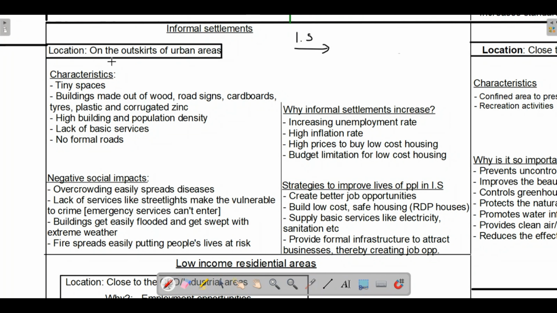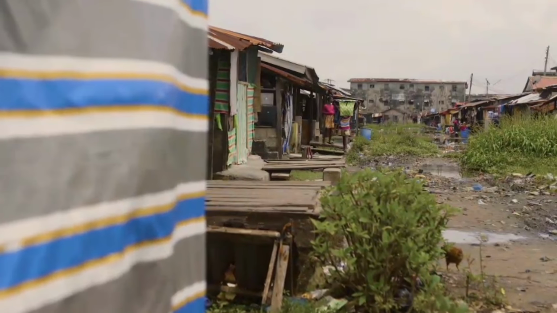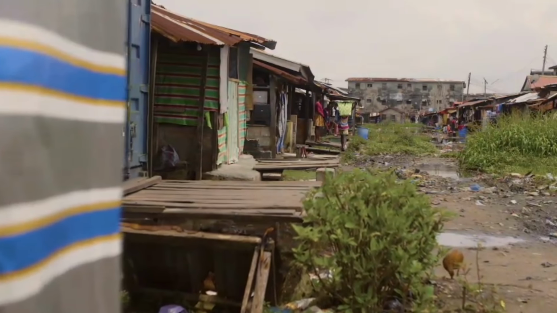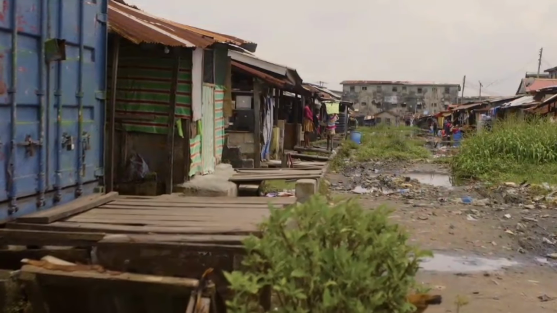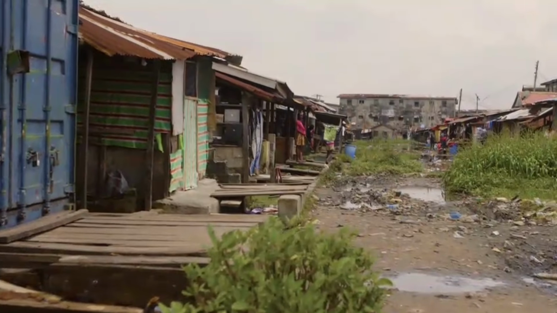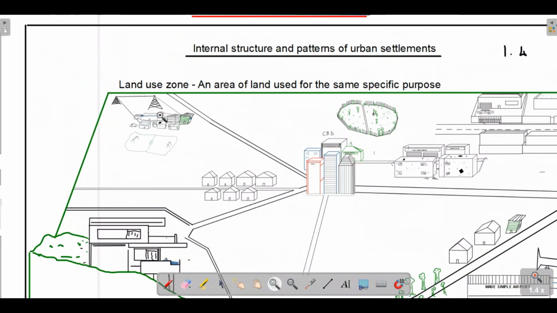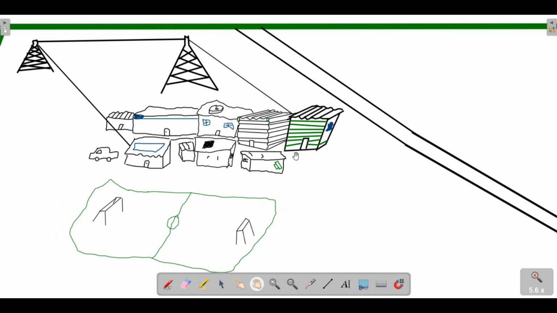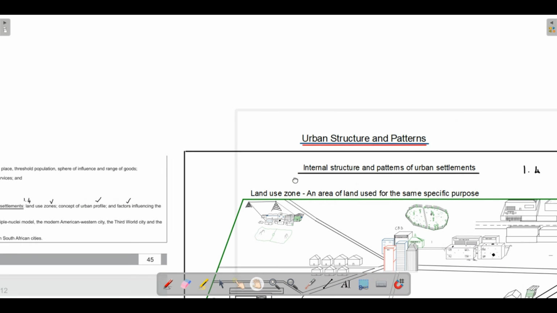So informal settlements, these are illegally built settlements, right? Usually built from materials that are around due to housing shortage. So the location, well, they are on the outskirts of urban areas. They are far away from the CBD. That's where you're going to get informal settlements. And I've actually just tried to draw them here for you. Okay, so these are informal settlements, guys. And the buildings here are built from wood, plastics, just materials that are around, like tires, corrugated zinc.